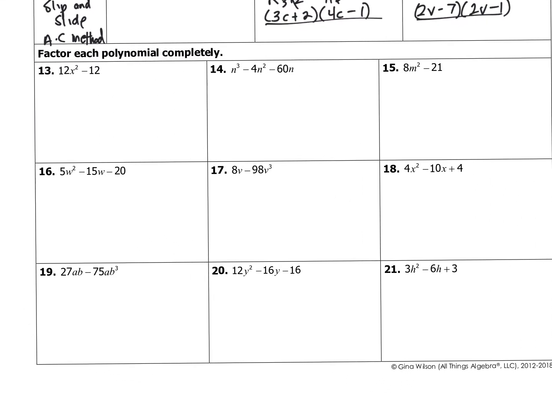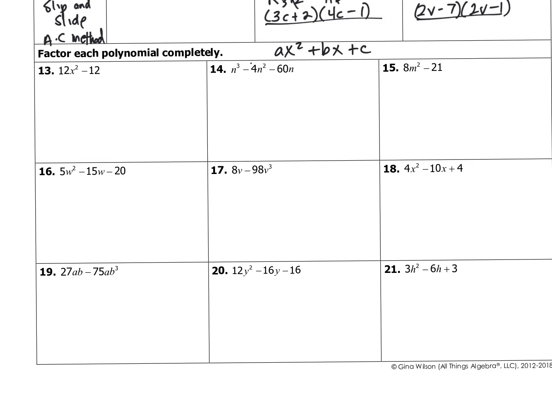Factor each polynomial completely. So now we've had some practice. You've seen the different types of factoring. Now we're going to be expected to put them all together and figure it out. So here we go. Number 13. Now, if we're talking about standard form, and this is one of the clues to what type of factoring you're doing. Standard form of a trinomial, let me just erase the equals because these are all just expressions.